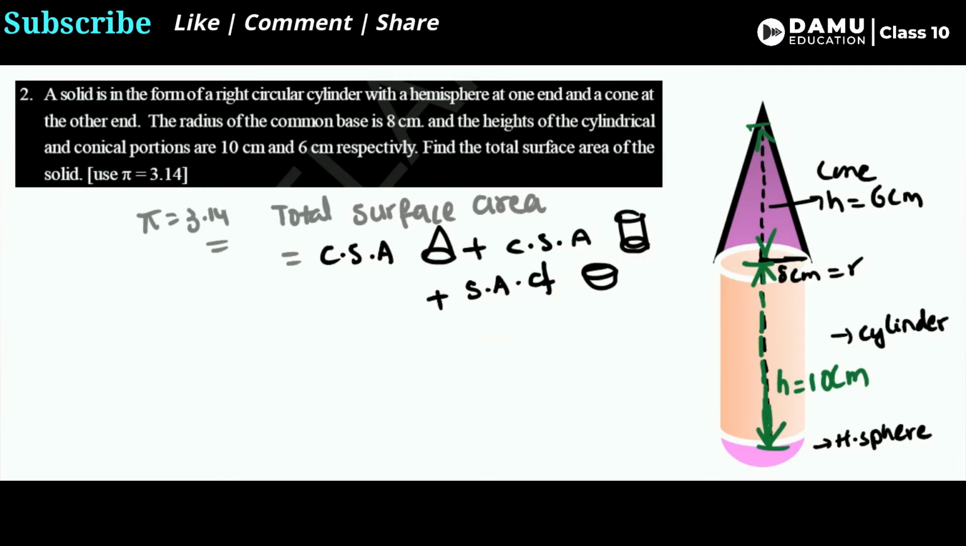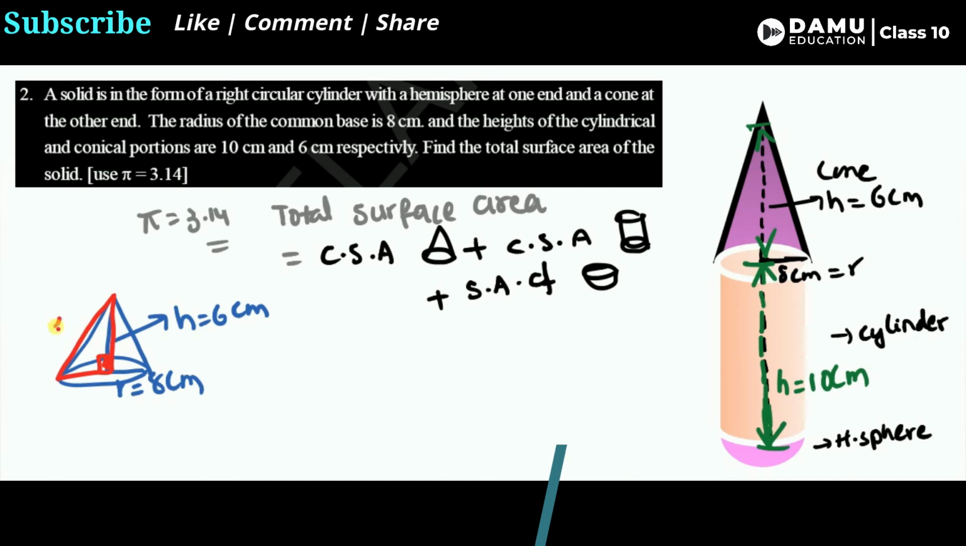First, let's find the curved surface area of the cone. Let's draw the cone again. This is the height, which we know, and the radius also we know. Radius is equal to 8 centimeter, and height is equal to 6 centimeter. Then we need to find the slant height. This is the slant height, with a 90 degree angle here, and this one will be L.